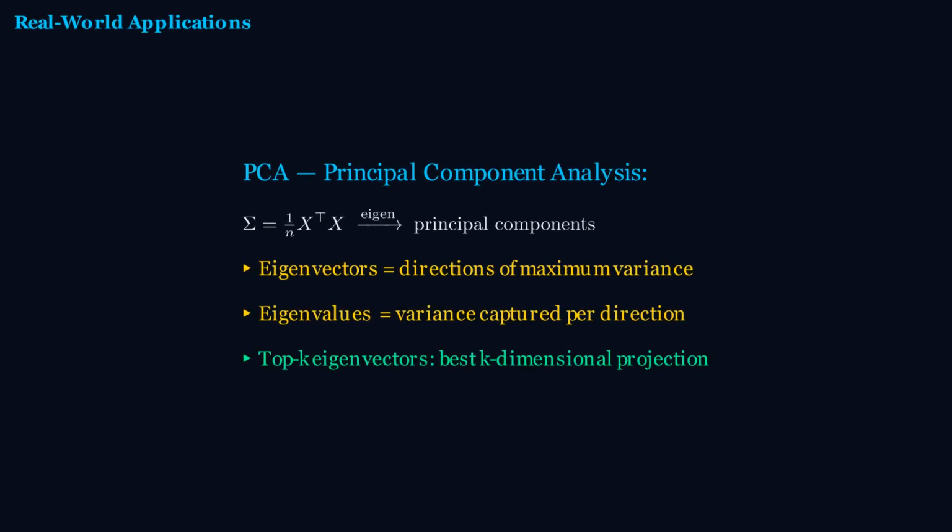Principal component analysis. Given a dataset, compute the covariance matrix sigma equals 1 over n times X transpose X. This matrix is symmetric, so the spectral theorem applies. The eigenvectors of sigma are the principal components, directions of maximum variance. Eigenvalues quantify how much variance each direction captures. Project onto the top k eigenvectors to reduce dimensionality while preserving information.